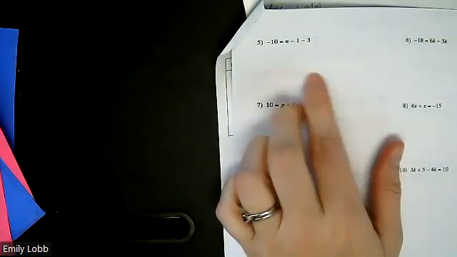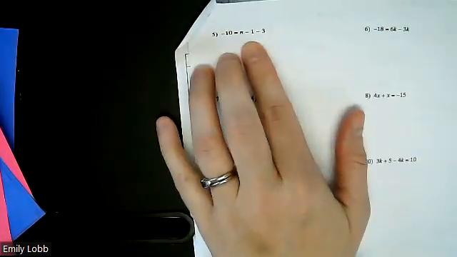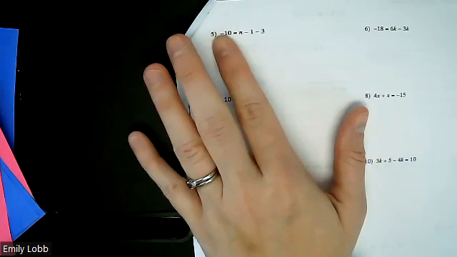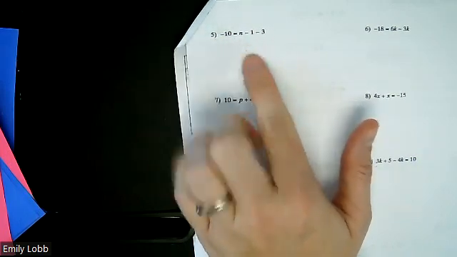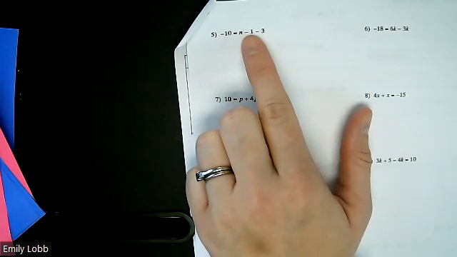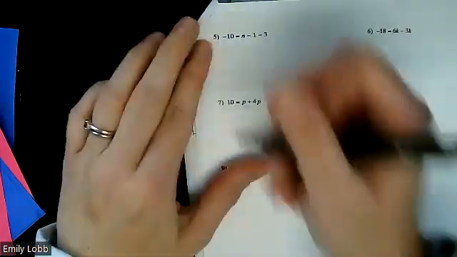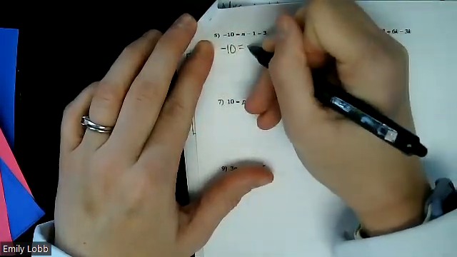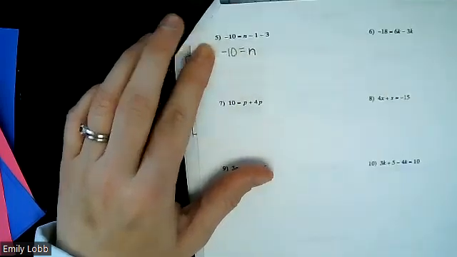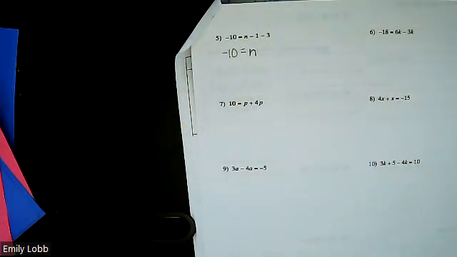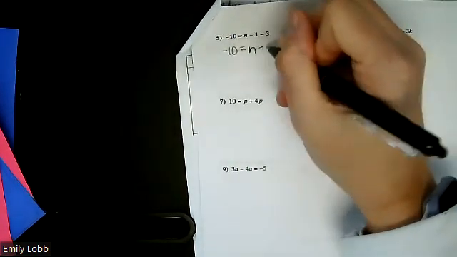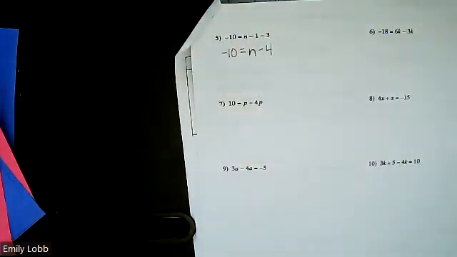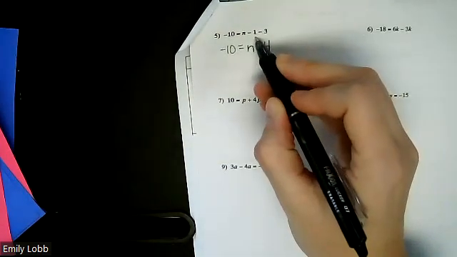So the top of page 5, number 5. Negative 10 is as simplified on the left as it can get. When we look at the right, we have n minus 1 minus 3. So I'm going to start rewriting the problem. Negative 10 is equal to, there's nothing I can combine with the n because there are no other n terms. But I have negative 1 minus 3. What does that equal? Negative 1 minus 3. Negative 4. So I'm combining my constants.